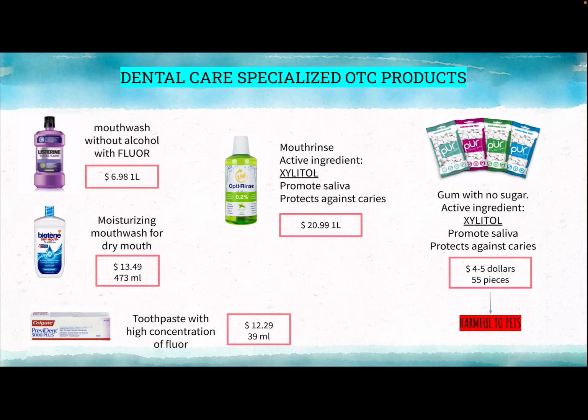And the other product that we recommend is gum without sugar. Instead, the active ingredient is xylitol, which is a natural sweetener. It will promote saliva and protect against caries as well. It costs around $4 to $5 each bag, and it contains 55 pieces. You can find it in HomeSense, Winners, or health stores. The important thing to say to our clients is that xylitol is harmful to pets, so it's better to keep it safe and away from our pets.